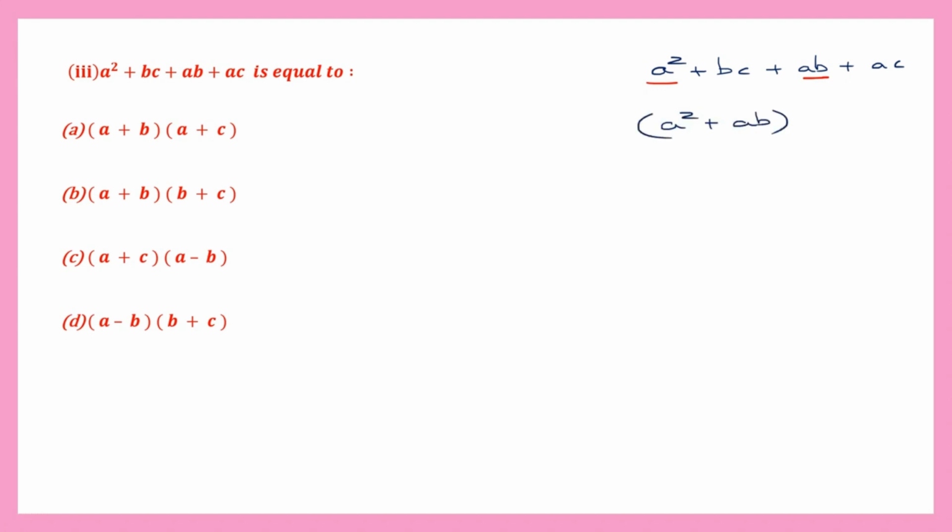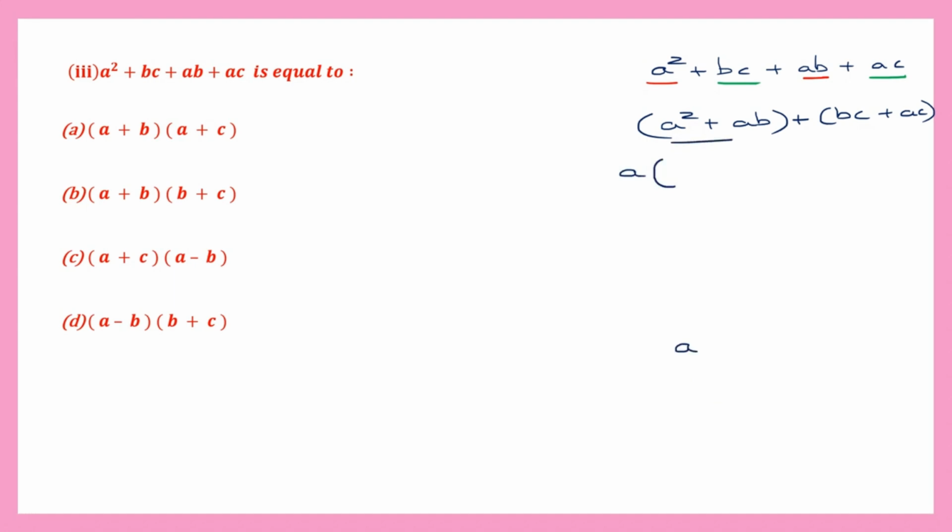Then I'm going to take the next group, which is BC and AC, because C is common there. So I'll put it as plus BC plus AC. Now from this first expression, I'm going to pick out the common one. Now here I have a square, that means there are two a's, and here there's one a. So I can take out the a. I can take out one a that's common. So what is left? Now again, we can use the division part.